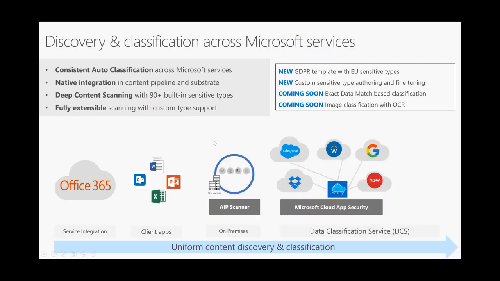Yeah. So we have a consistent story across the board with our uniform content discovery and classification. Now that across the company we have one single classification service, we have the ability to improve it very, very quickly. For example, over the last 3 to 6 months, we have natively integrated this across many new Office 365 services. We have 90 plus built-in sensitive types.